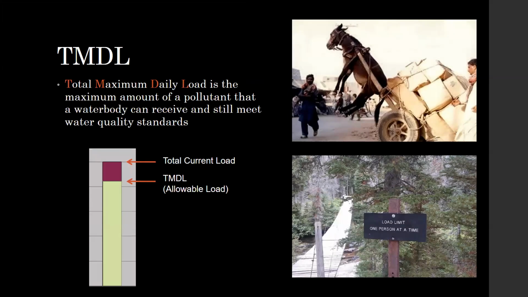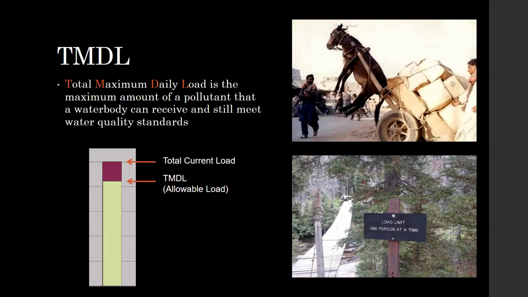In the bottom left, there is a bar graph that represents the total load of a pollutant within a water body. And the green portion of this graph represents the determined TMDL, or the allowable load. And therefore, the purple portion at the top of the graph represents the amount of the pollutant load that needs to be reduced to meet the TMDL and therefore to meet water quality standards.